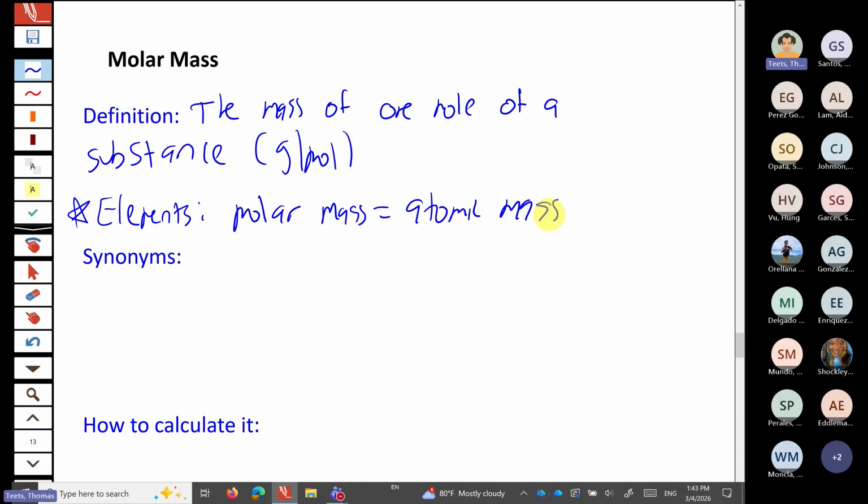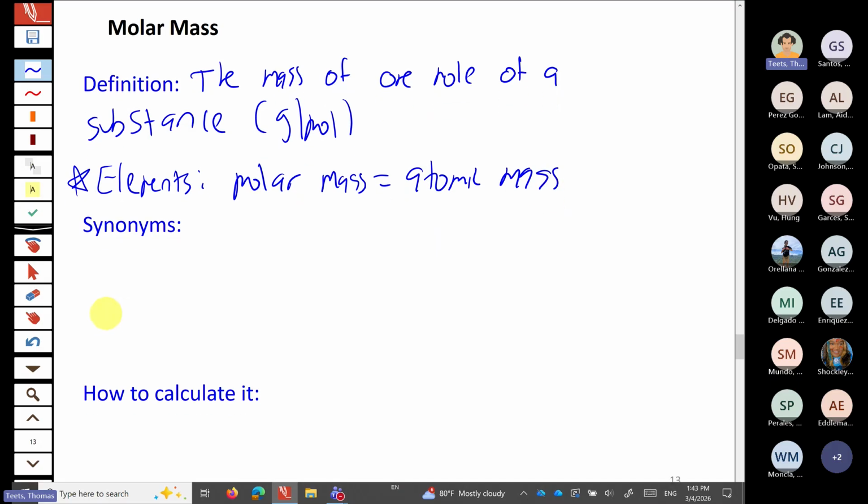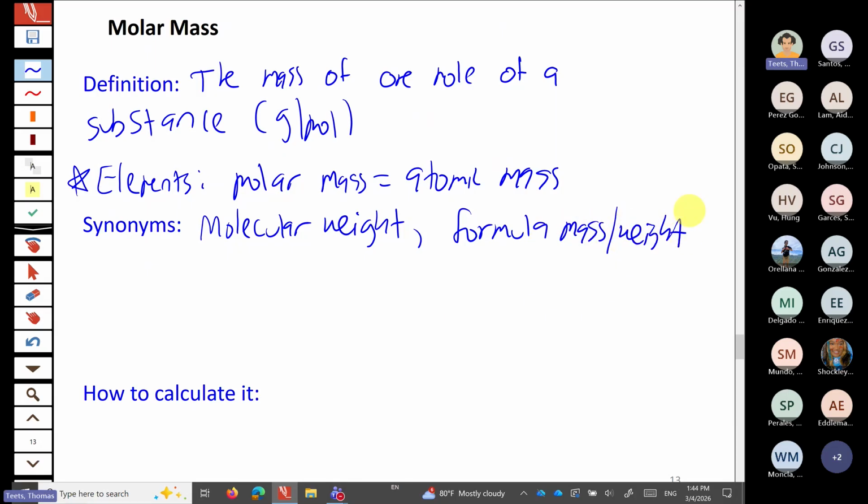So there's nothing new here when it comes to elements, but we have to talk about how we calculate this for compounds. It's relatively straightforward, but we'll get to it in a second. There are some synonyms for this that you should be aware of, just to not be tripped up on terminology. Molar mass is probably the most general and most precise, but sometimes it'll be called molecular weight. Or if it's not a molecular compound, but an ionic compound, you might see it referred to as the formula mass or the formula weight. They all effectively mean the same thing, and they're certainly determined the same way.